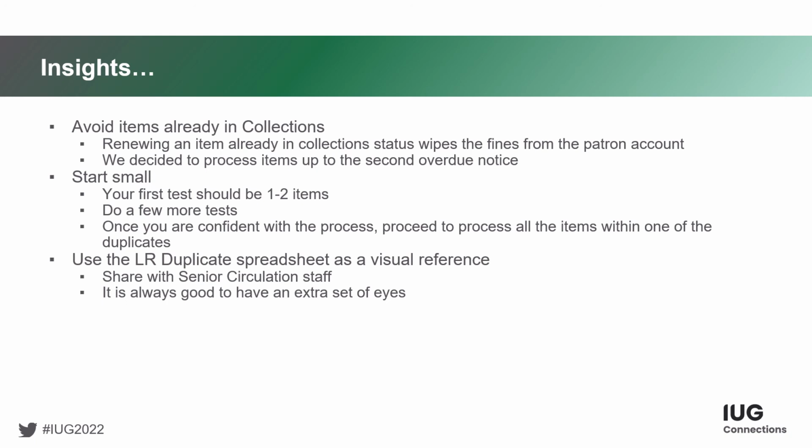In our particular case, we decided to process items up to that second overdue notice. We have up to 4 overdue notices. Third notice is the final overdue before it goes into that 4th notice, which triggers that item or that patron to be sent into collections. And so we didn't want to mess around with trying to grab items that were in the process of going into collections or being billed. So we decided that the second notice was a safe point to stop, to use as a criteria.